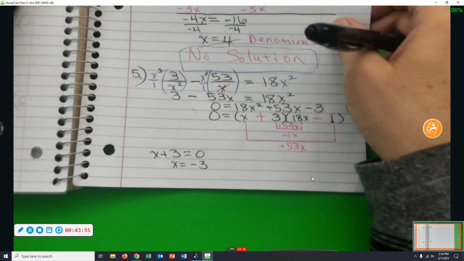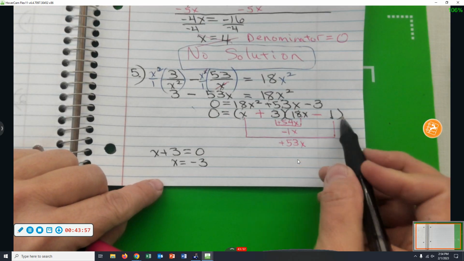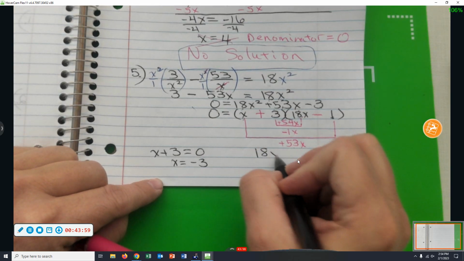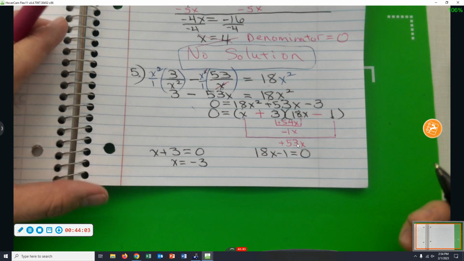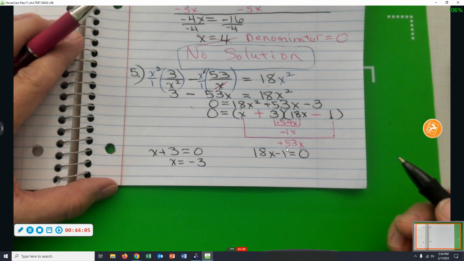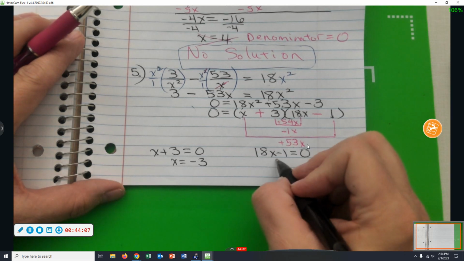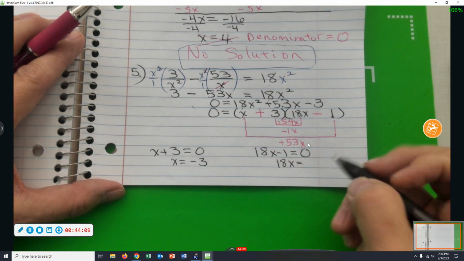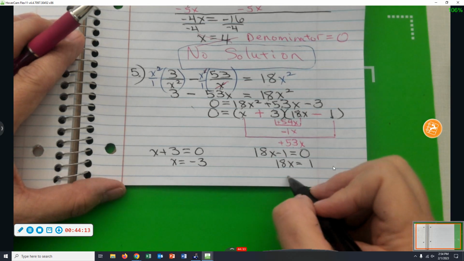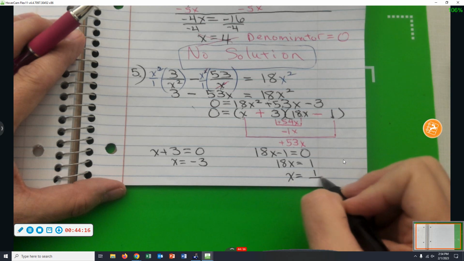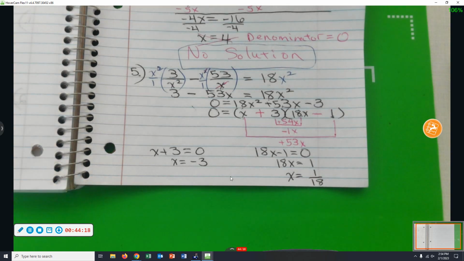And now the next one. 18x minus 1 equals 0. What will I do first? To give us 18x equals 1. And then to give us x equals 1 over 18.